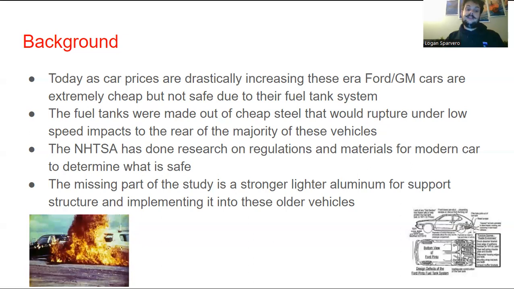So the NHTSA has done research on regulations and materials for modern cars to determine what is safe and what is not safe, and they keep on changing those regulations. And their research and their statistics play a huge part in the design of this project. The missing part of the project, though, the problem to solve, is to find a stronger, lighter aluminum for support structure and finding a way to implement it into a lot of these vehicles and be kind of a universal fit.